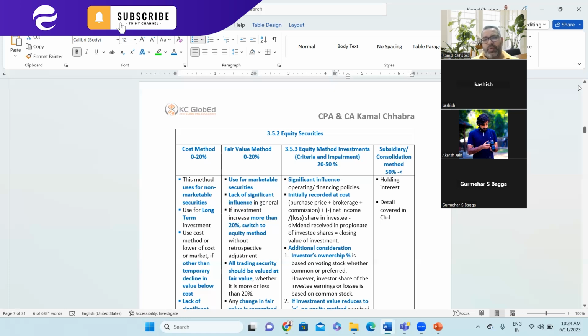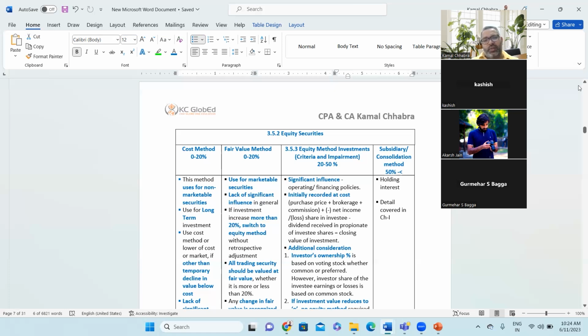We'll be discussing subsidiary and consolidation in more detail in chapter 1, but in this topic the major focus will be on less than 20% or 20 to 50% equity investment, right? Because we are studying the investment chapter. When we study the consolidation topic, we'll discuss subsidiary and consolidation in more detail.